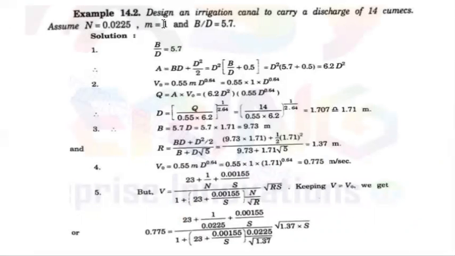So next we have: design an irrigation canal to carry a discharge of 14 cumecs. Assume n is equal to 0.0224, m is equal to 1, and b by d is equal to 5.7. So here b by d is given, so there is no need to use any kind of table, and you can use that ratio. You incorporate b by d, then you find VO, and find the discharge.